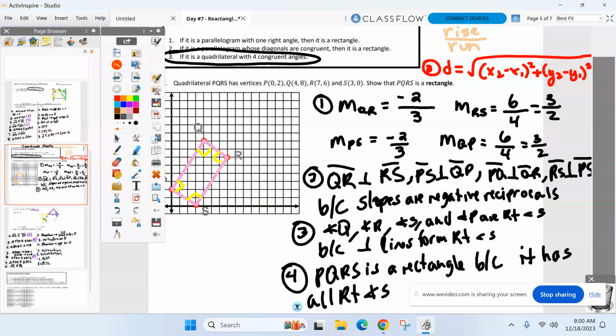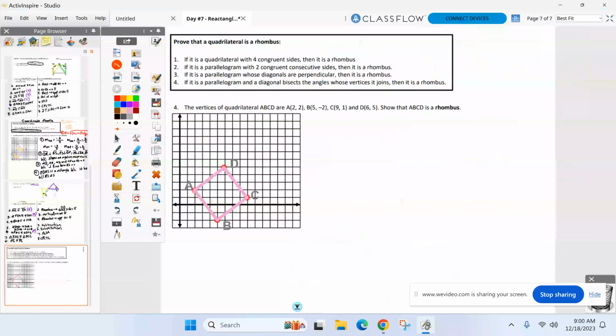Anything you want to throw out? We got one more. I know the one doesn't make you great. Probably makes you uncomfortable and awkward. We're good here. All right. Last one then. Number 4. Now show me it's a rhombus. So go ahead and graph your quadrilateral.